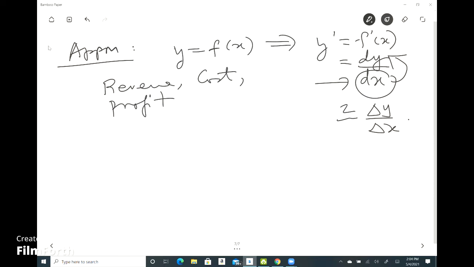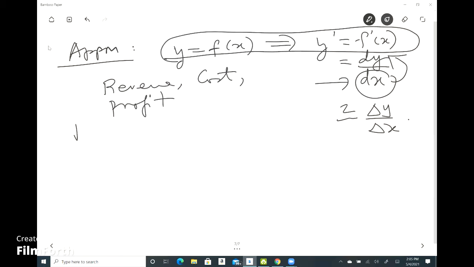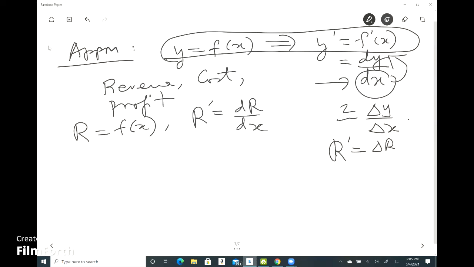So let's say we start with the revenue, and of course, we want to relate back to the function and the derivative. So if you look at revenue, revenue is a function of x. Now the derivative of the revenue, what is it? It's r prime equal to dr dx. Now, if you recall, in the linear function, r prime equal to delta r over delta x. Now, what do we call this? The change in revenue for a unit change in x.